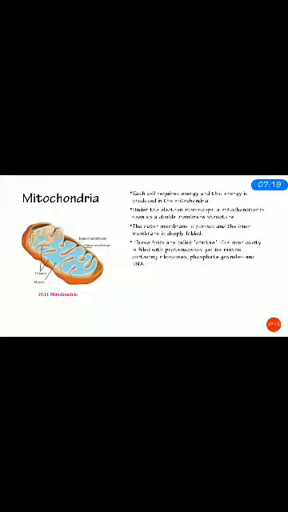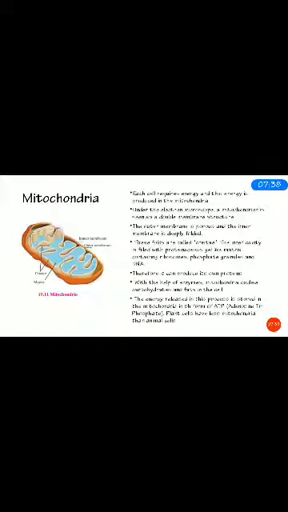Always remember, mitochondria has its own DNA. Alright, just like the nucleus has its own DNA, mitochondria also has its own DNA. Okay, and therefore it can produce its own protein. And with the help of enzymes, mitochondria oxidize carbohydrates and fats in the cell. The energy released in the process is stored in the mitochondria in the form of ATP.